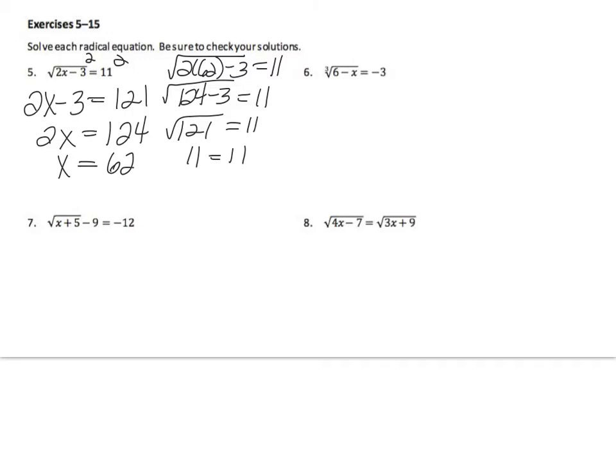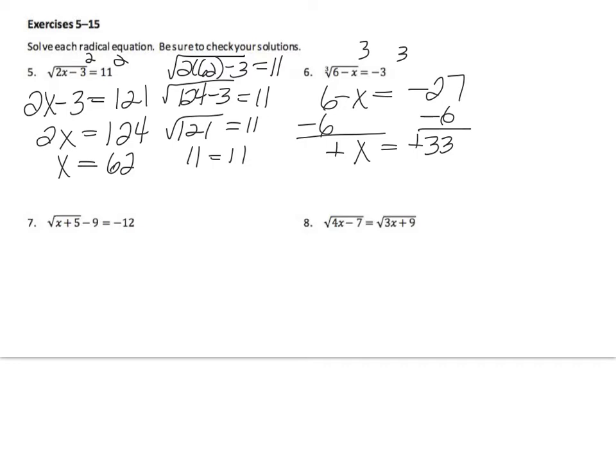It works. Okay, this time I'm going to cube both sides because it's a cubed root. To get rid of a cubed root, you need to cube. 6 minus x equals negative 3 times negative 3 is positive 9 times negative 3 is negative 27. Subtract 6 from both sides. I have negative x equals negative 33, or x equals 33.